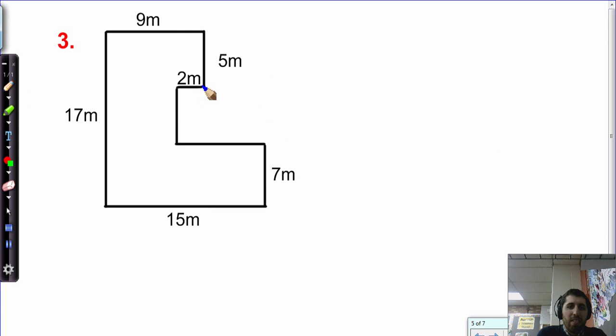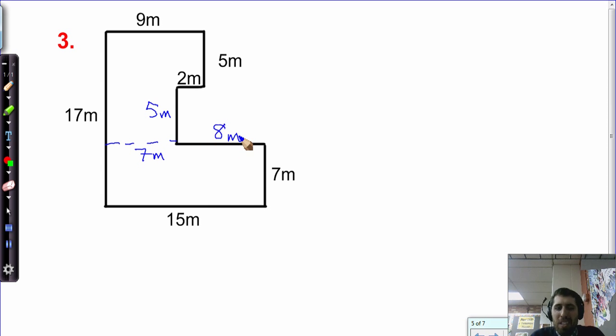So again, we figured out that the distance from top to bottom is 17 meters, as is stated over here. We already have 7 meters below and 5 meters above. That leaves us with 5 more meters for this section right here. This whole distance from left to right of the bigger section has to be 15 meters. We know that to get here, we've already gone 9 and came back 2, so we've already gone a distance of 7. So if this is 7 meters, then the extra section must be 8 meters.